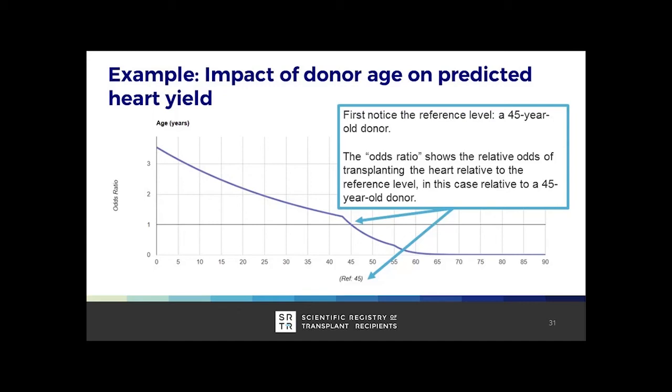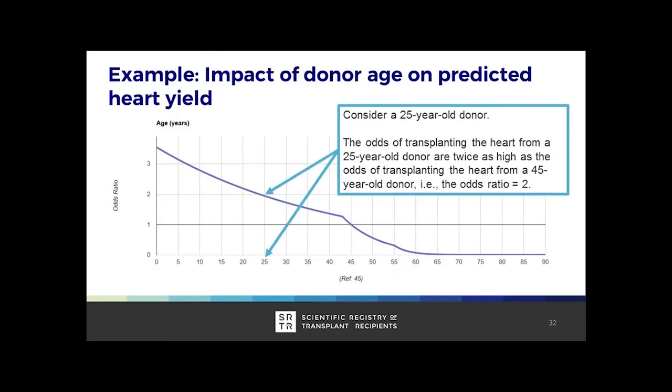So every point on this line is going to be compared to a donor who was 45 years old. We've chosen that arbitrarily. If you just chose, say, 50 or 30 or some other number, the plot would just shift a little, but it would look the same. So we pick 45 as the reference level. That's why that purple line crosses the 1.0 mark on the y-axis right at 45, because we've set that as our reference. So we're going to compare every other age to a donor who's age 45.